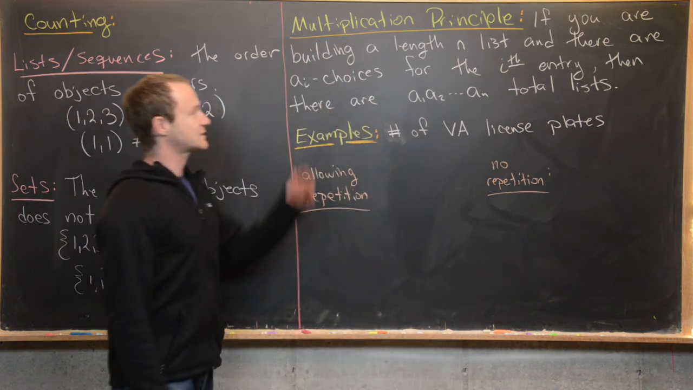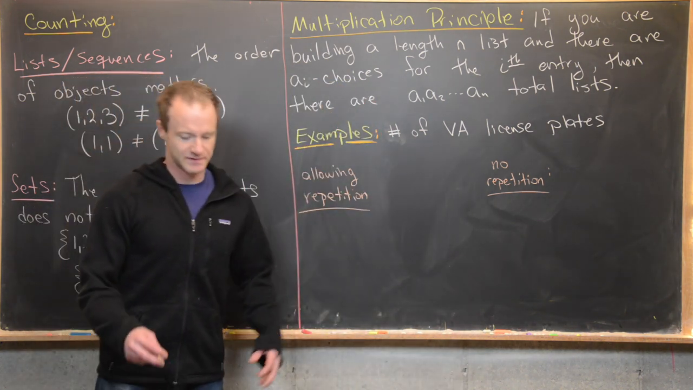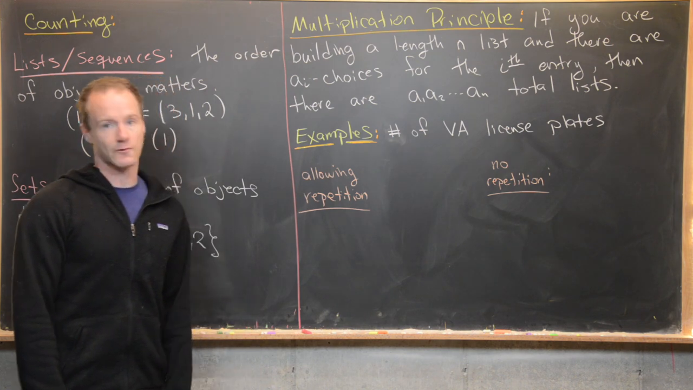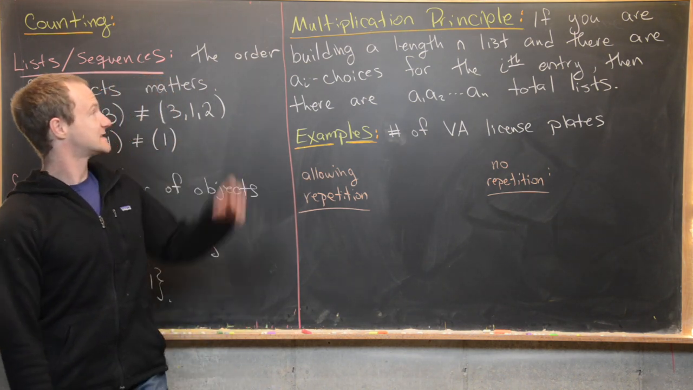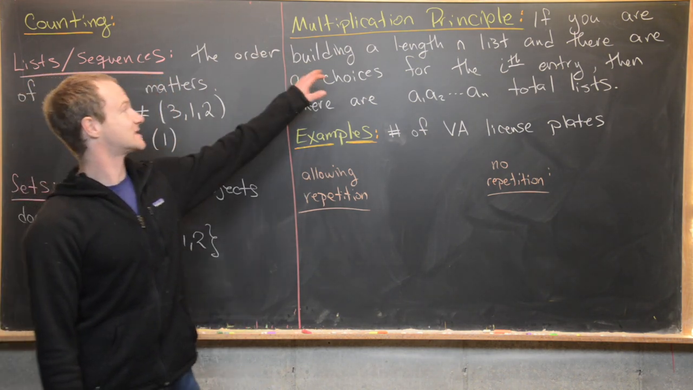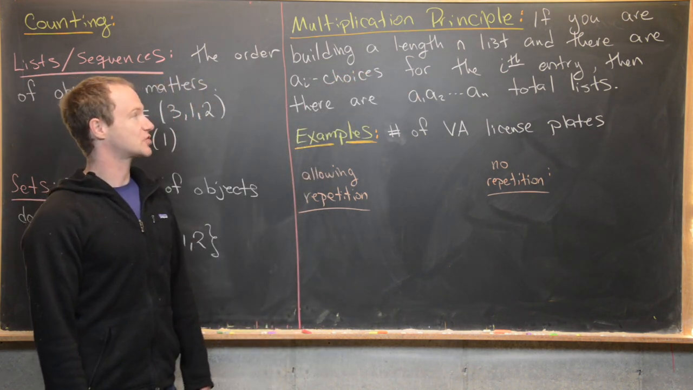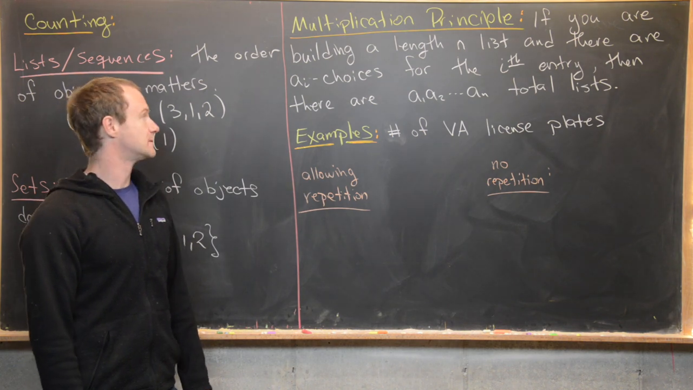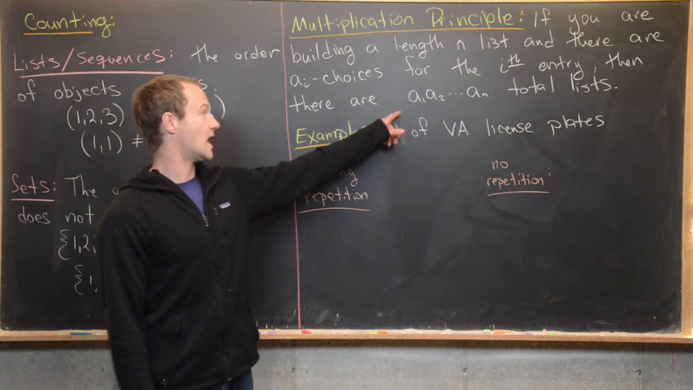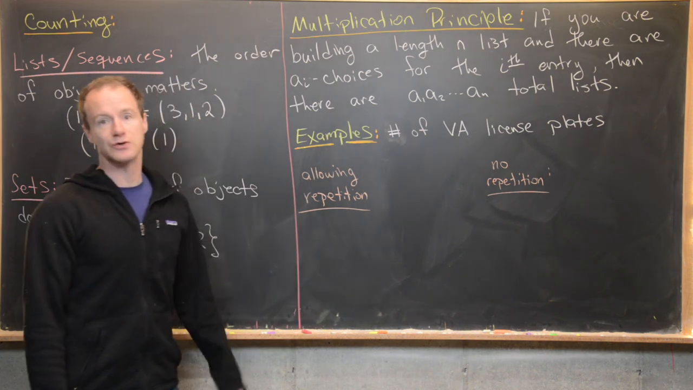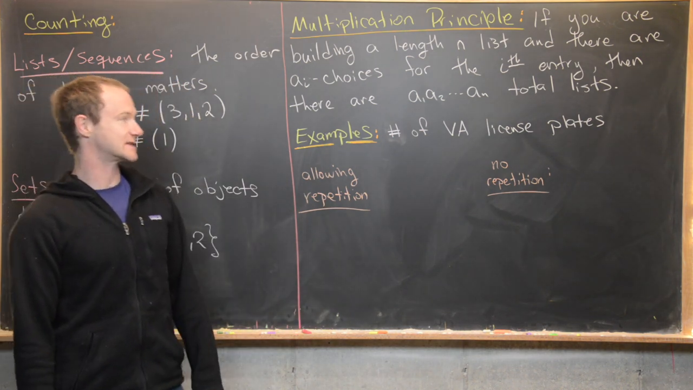Okay, next we want to talk about the multiplication principle, which is kind of the building block for all of our counting. And that says that if you're building a list of length n, and there are a_i choices for the ith entry, then there are a total of a_1 times a_2 all the way up to a_n lists.